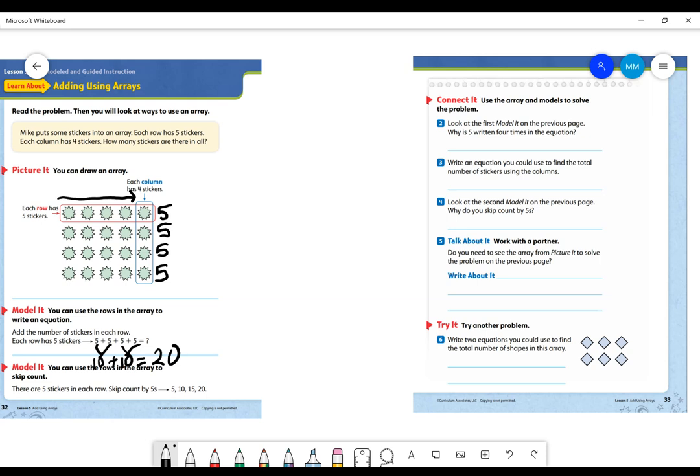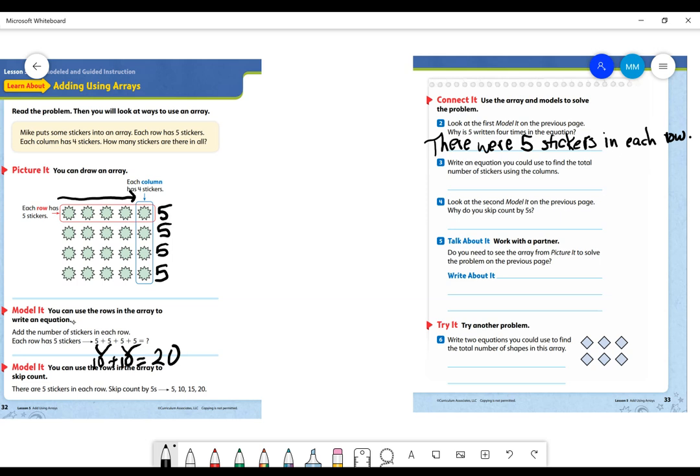It says, look at the first model on the previous page. Why is 5 written 4 times in the equation? Why did we write 5 4 times? Because there were how many stickers in each row? There were 5 stickers in each row. So I can use my picture to help me visualize my rows. Now remember, we wrote 5 every time because there were 5 stickers in each group.